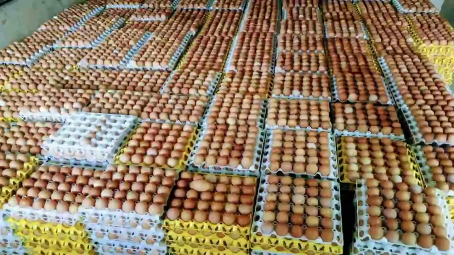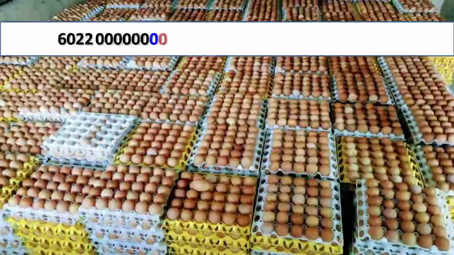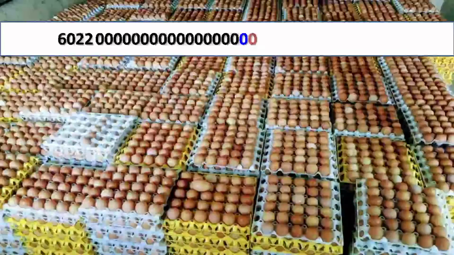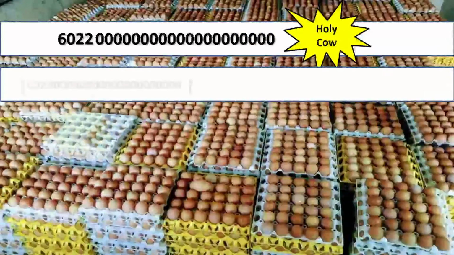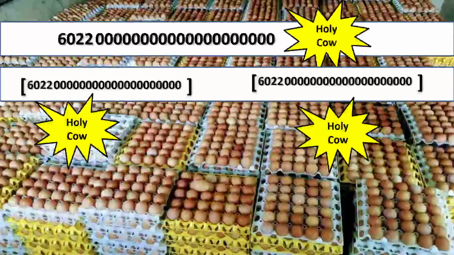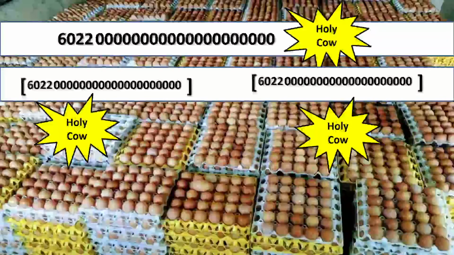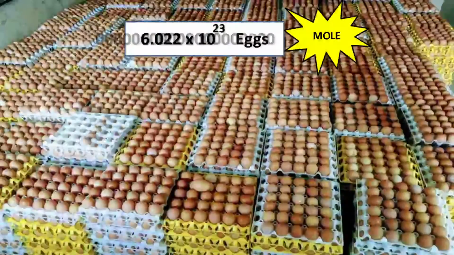Let us do one thing. We decide to call a bunch of 6022 followed by 20 zeros number of eggs together a holy cow of eggs. Now, if we have two sets of 6022 followed by 20 zeros number of eggs, then we will have 2 holy cow of eggs, right? This number, when it is simplified, looks like this.